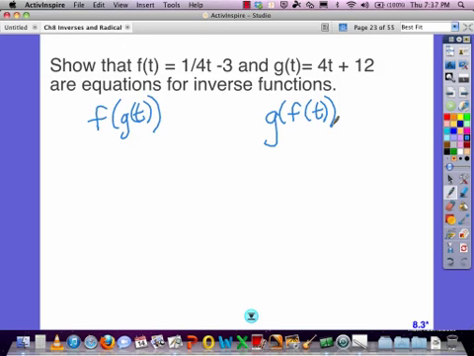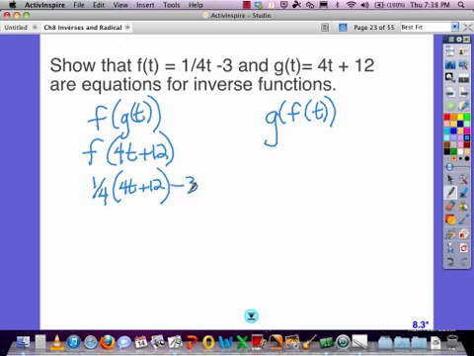See if you can stay a step ahead of me. G of t. G of t is nothing more than the rule. Take 4t and add 12. That number now has to go into the f rule wherever there's a variable. Well, the f rule starts out 1/4 times t. So that number, 4t plus 12, goes in for t. And then we subtract 3.